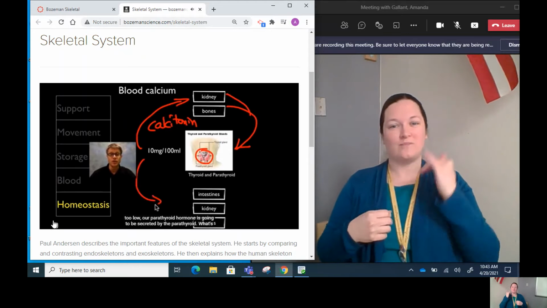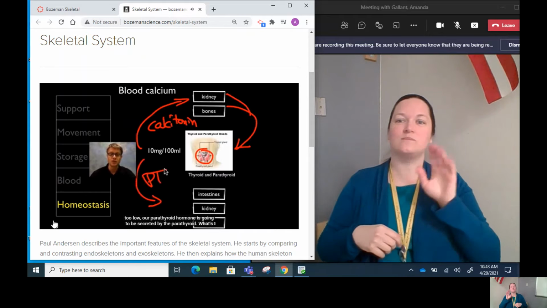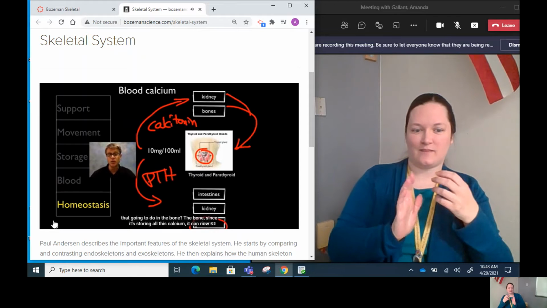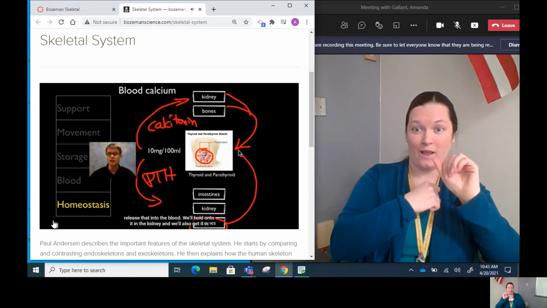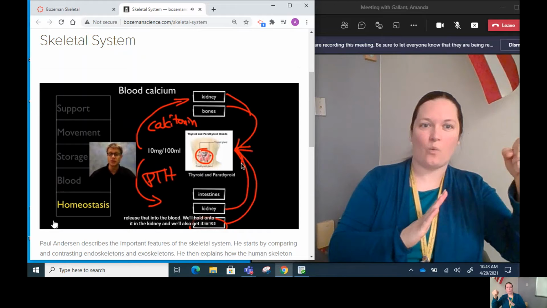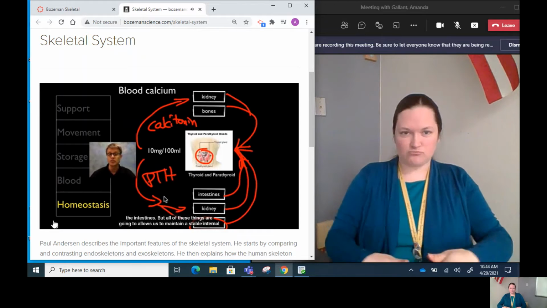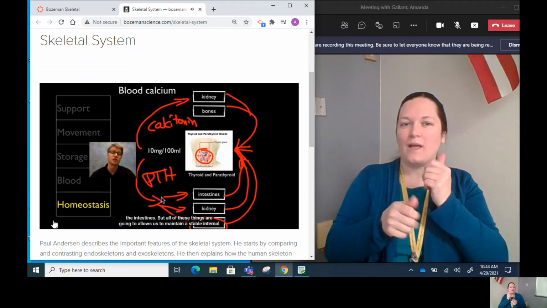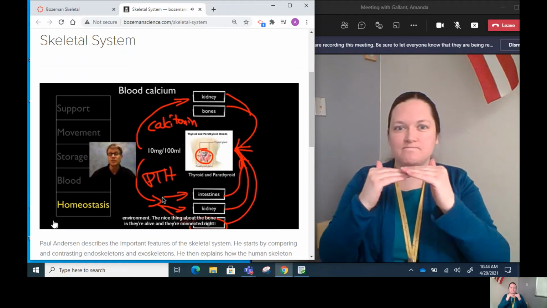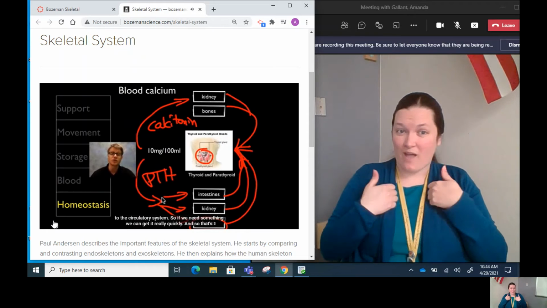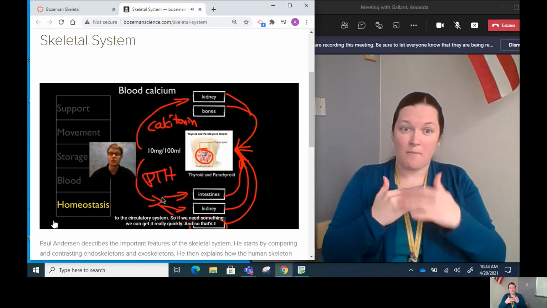Likewise, if it goes too low, our parathyroid hormone is going to be secreted by the parathyroid. What's that going to do in the bone? The bone, since it's storing all this calcium, can now release that into the blood. We'll hold on to it in the kidney and we'll also get it in the intestines. But all of these things are going to allow us to maintain a stable internal environment. The nice thing about the bone is they're alive and they're connected right to the circulatory system. So if we need something, we can get it really quickly.